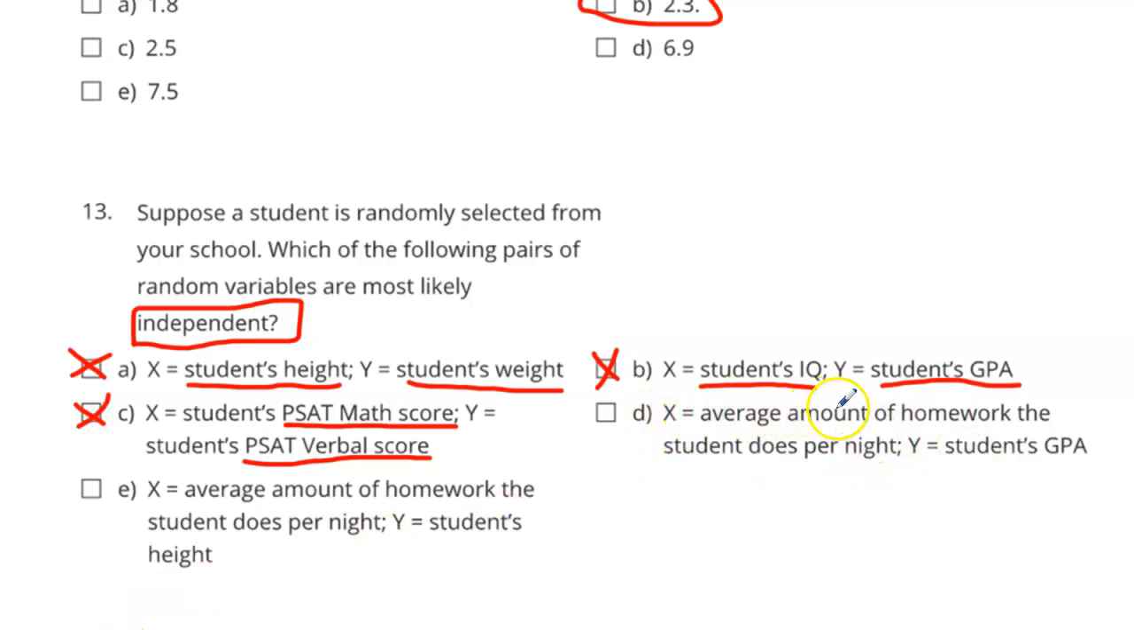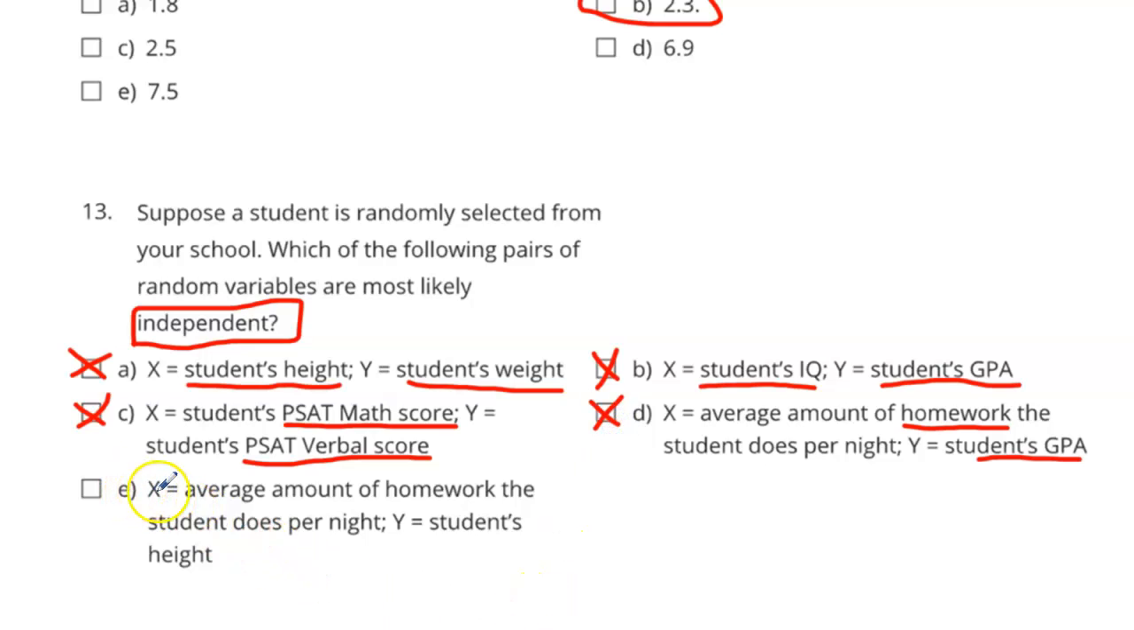X is the average amount of homework the student does per night, and Y is the student's GPA. You know that if you do more homework, you will do better in the class. Not just because you learn more, but because you will have a higher grade in homework, right? Average amount of homework the student does per night, well, if they do more homework, that means their GPA probably is affected by that. Or in other words, both of these would vary, they would have a positive relationship between them, right? They vary directly. So that's probably not it either.